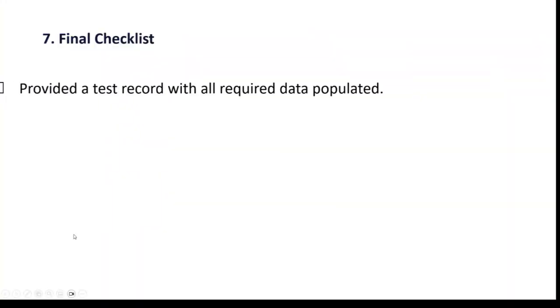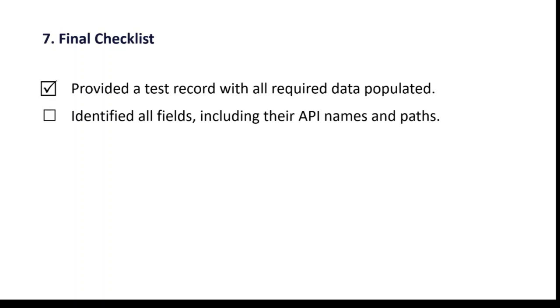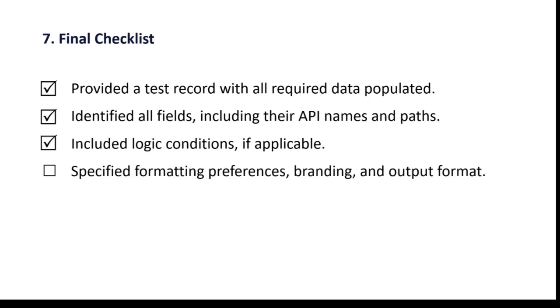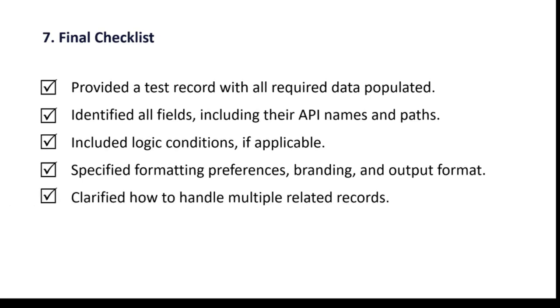Final checklist. The PS requirements are now complete. Let's check before submission. Have you provided a test record with all the required data populated? Did you identify all fields? Did you include all API names and paths? Double-check the table and verify that all the information is present. Did you include fields used in filters or conditions? Did you include logic conditions where applicable? Did you specify formatting preferences, branding, and output format? Did you clarify how to handle multiple related records?